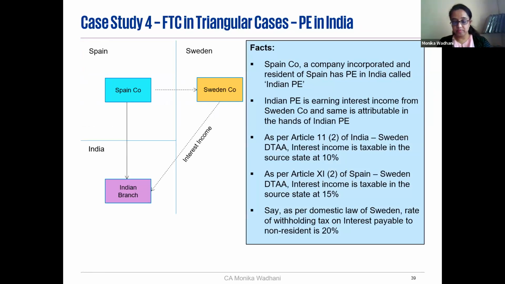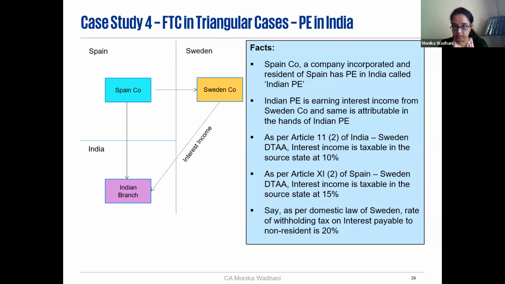So this is a very interesting case study, which is in case of FTC in triangular cases where the PE is in India. Let us understand the facts of this case and the tax treatment in each of the three countries. Say there is a Spain company, incorporated and resident of Spain, and it has a PE in India, which is called, say, Indian PE or Indian branch. And say there is a Sweden company, which is paying interest income to this Indian PE or branch, and this interest income is attributable to the Indian PE or branch.